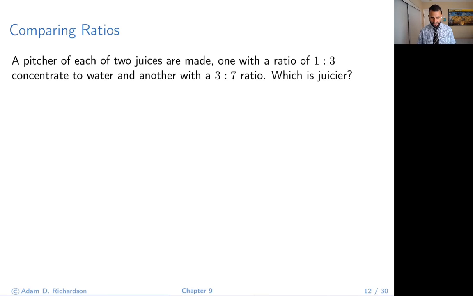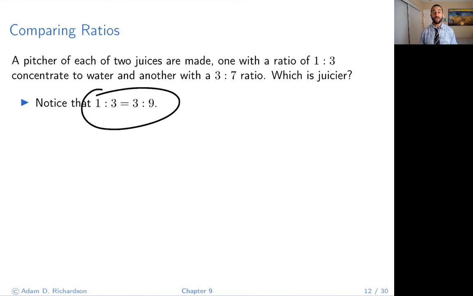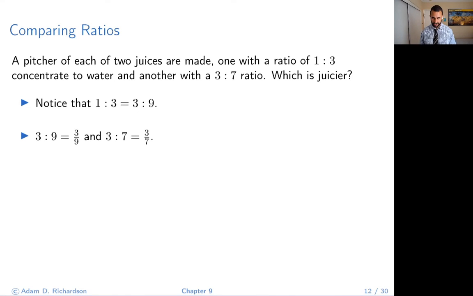All right. Okay, so here's a good question. A pitcher of each of two juices is made, one with a ratio of 1:3 concentrate to water, and another with a ratio of 3:7 concentrate to water. Which is juicier? We can rely on all of our knowledge about fractions that we learned previously to answer this. Notice that 1 to 3 is the same as 3 to 9. Now, 3 to 9 is 3/9, and 3 to 7 is 3/7.